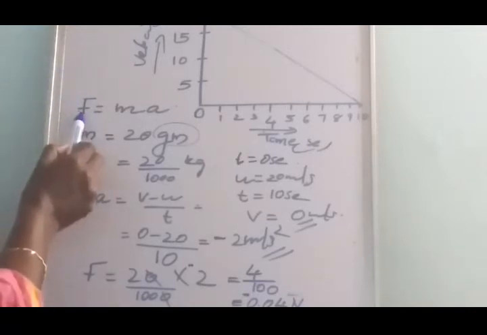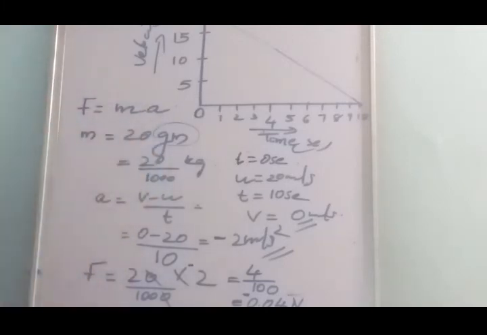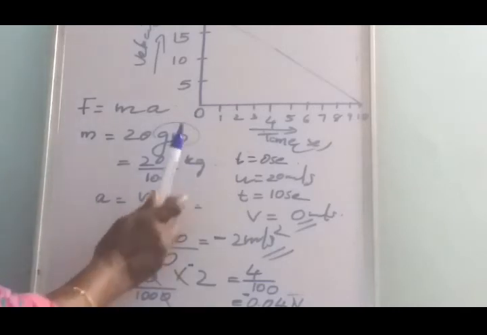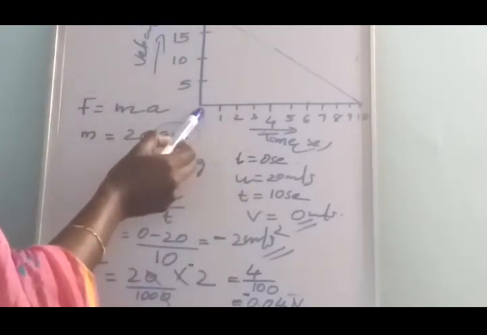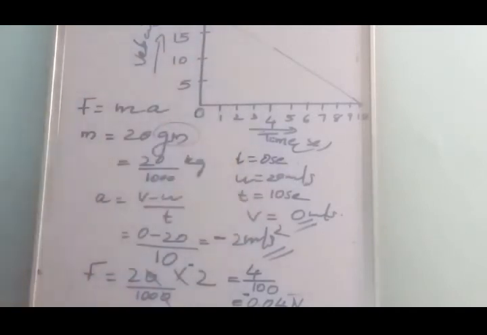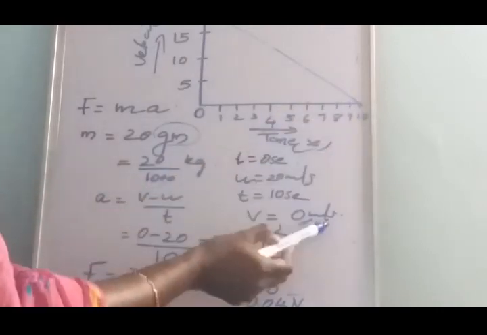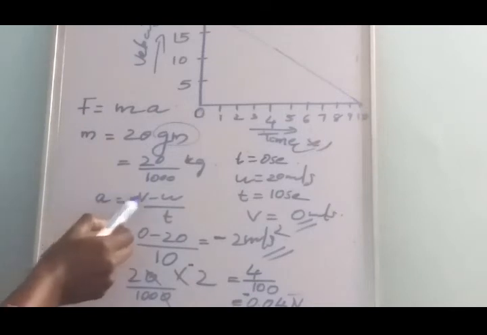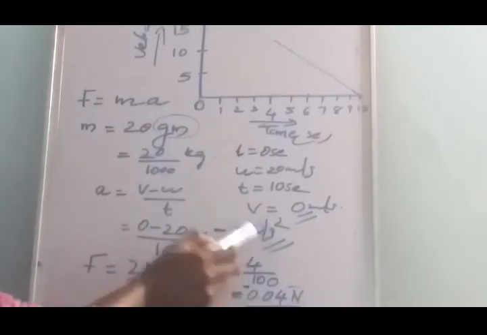You know the equation for force, F equal to m into a. We know the mass, but we don't know the acceleration. For that the velocity time graph is given. From that we can calculate acceleration, a is equal to v minus u by t. From the graph, the initial velocity u during the time 0 is 20 meter per second. The final velocity at the end of 10 seconds is 0. So substituting, a is equal to 0 minus 20 by 10, that is minus 2 meter per second square.